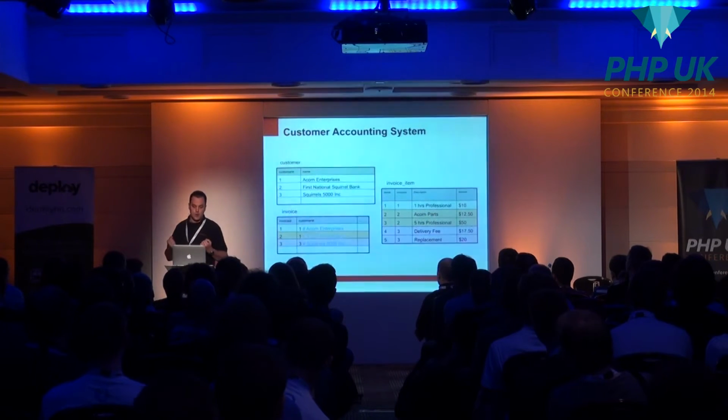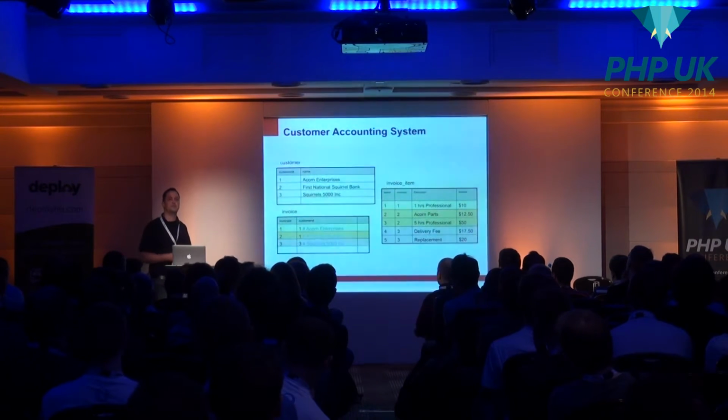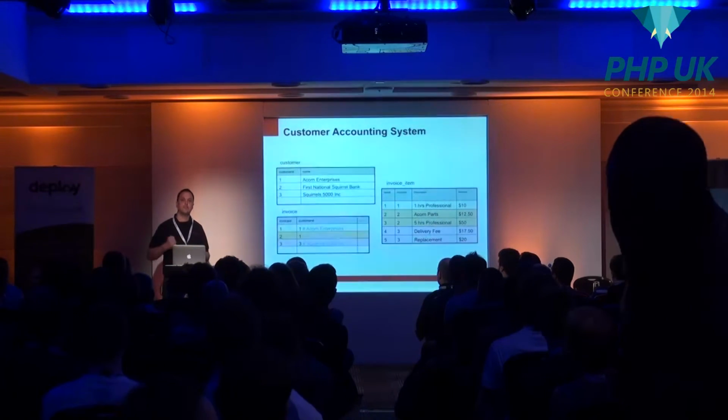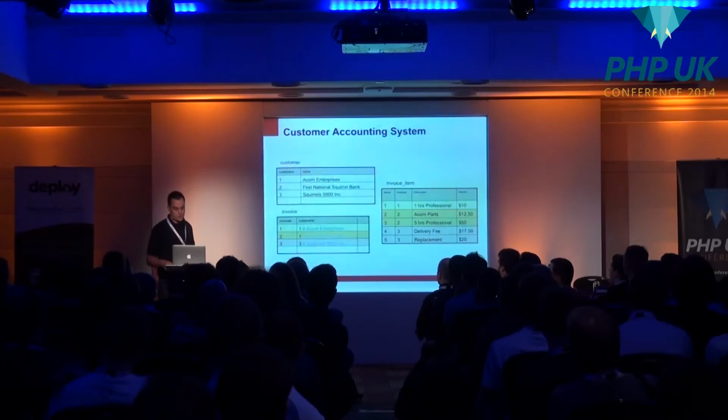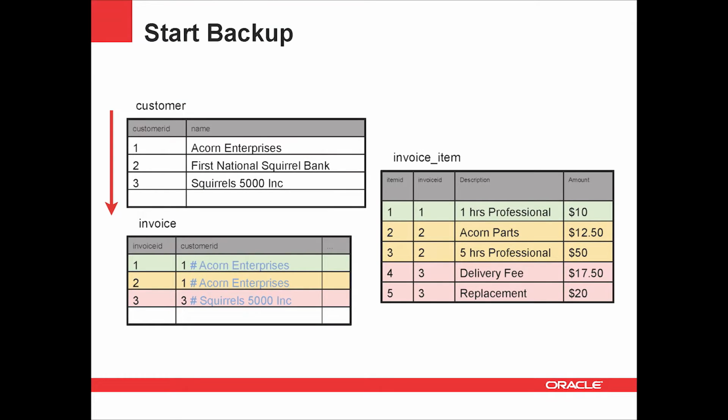And what I want to do on this customer accounting system is I want to do an operation. And the simplest operation that I can do is I can do a backup. So I'm going to start my backup, and I'm going to read through the customer table. And then I finish reading the customer table. I'm going to read through and start backing up the invoice table. And I'm still reading the invoice table. Let's say it's a very large table. It's a concurrent user system.